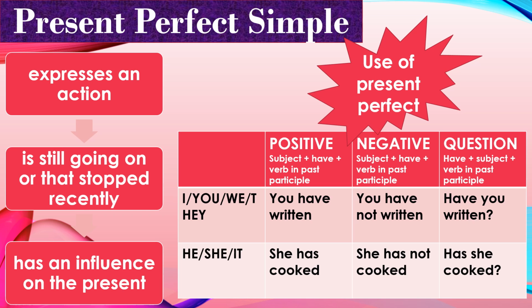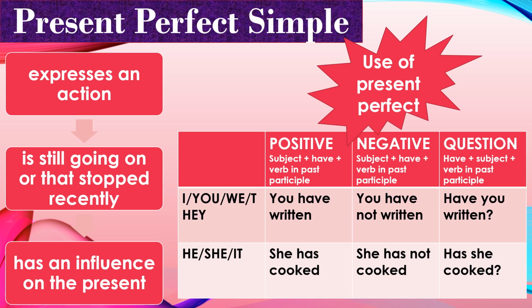Use of present perfect. First, puts emphasis on the result. For example, he has written a book. 2. Action that is still going on. For example, the classes have not started yet. 3. Action that stopped recently. For example, I have cooked my breakfast.